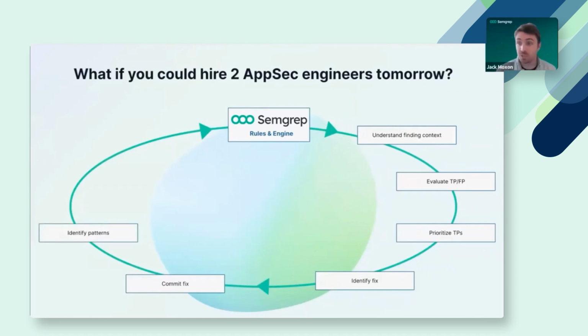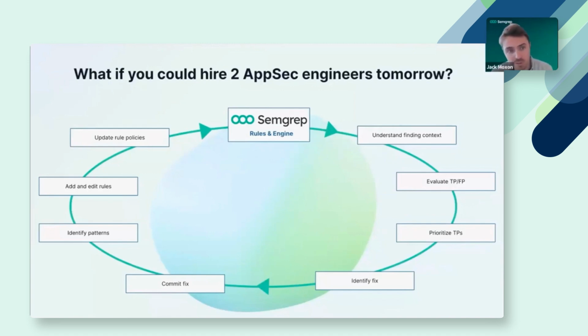We would also, if we had more time, try to identify patterns and then use those patterns to create new custom rules or edit our existing rules to make them less noisy and more useful to our organization. And then, of course, through all of this cycle, we would update our rule policies and promote rules into different modes, like blocking rules versus rules that are just providing comments to our developers. And we would do all this.